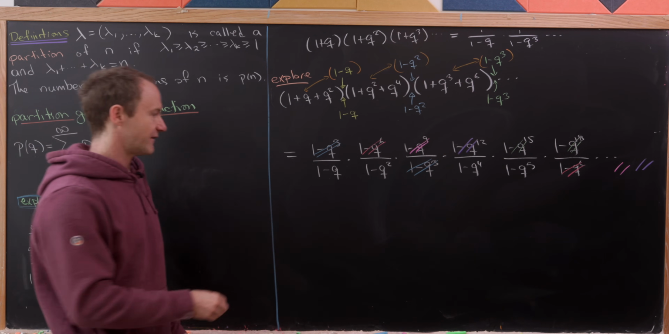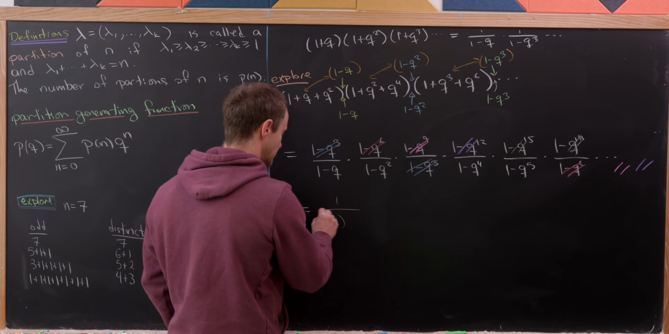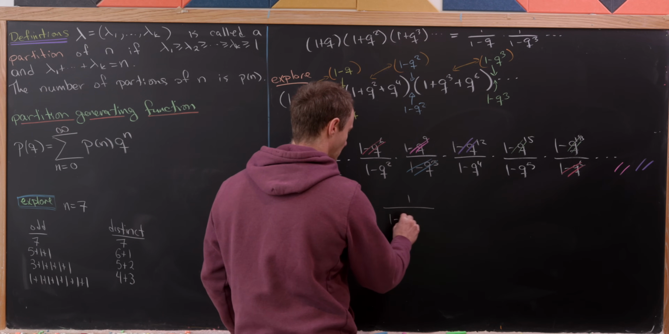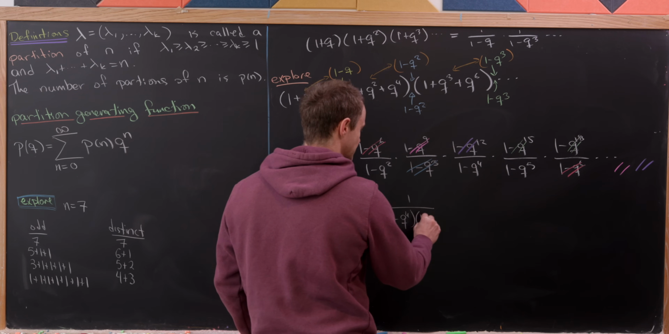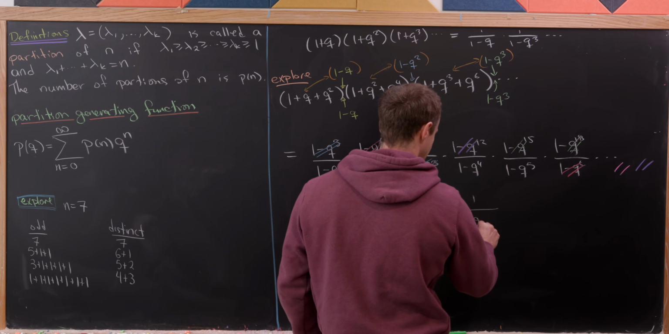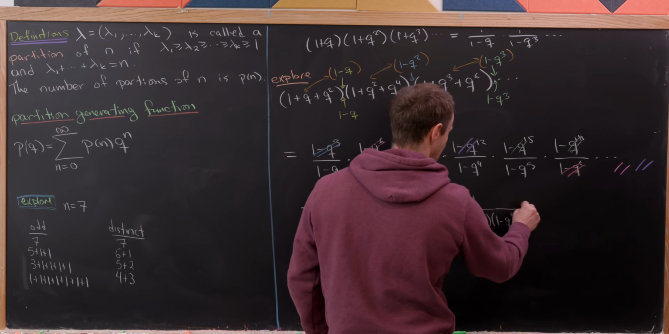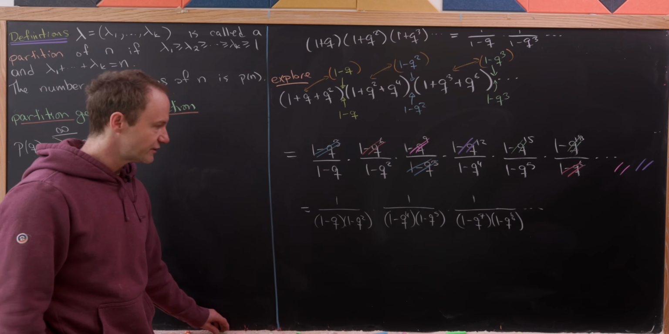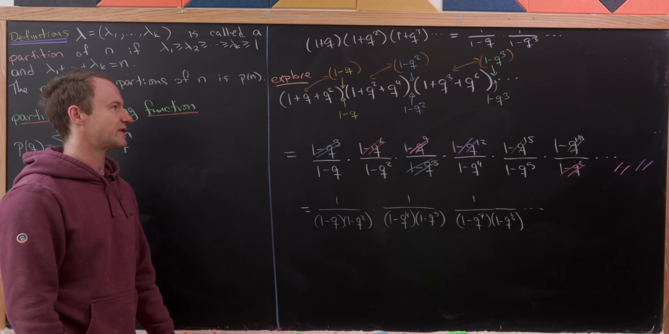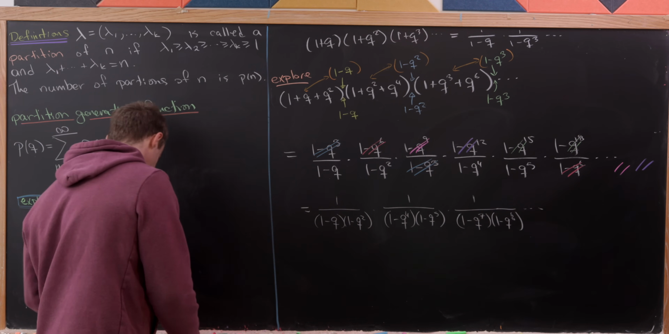And what will we be left with? So we're going to be left with 1 over 1 minus q times 1 minus q squared times 1 over 1 minus q to the 4th times 1 minus q to the 5th times 1 over 1 minus q to the 7th times 1 minus q to the 8th, and so on and so forth. So notice what's missing here is 1 minus q to the 3 times something. Okay, so now I think we can read off what this means about partitions.